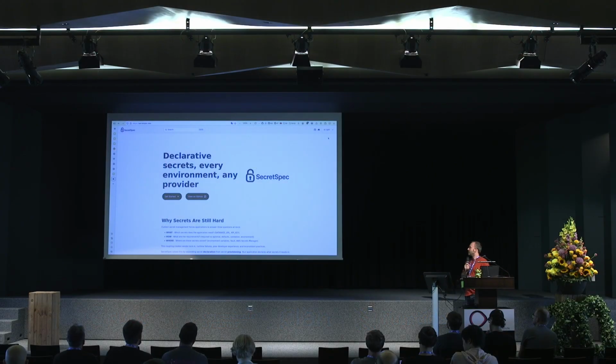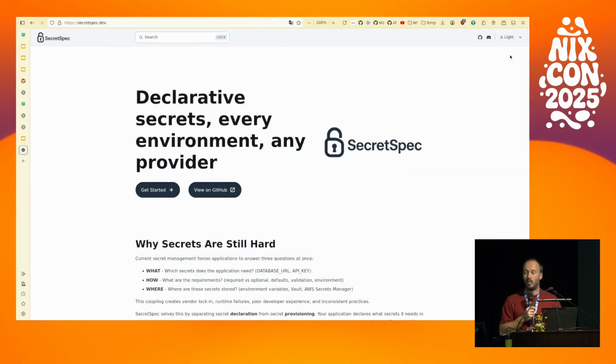I want to talk about a bit of the work we did at Cachix. We've developed this little Rust library and specification for secrets.